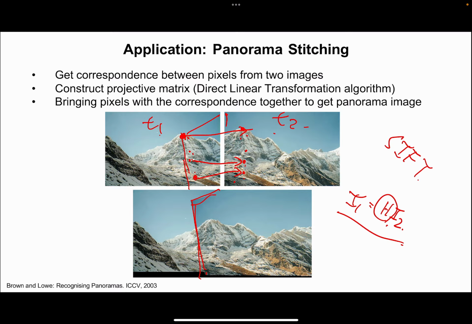But this is the basic principle of image stitching or panorama stitching. Find correspondence with an off-the-shelf algorithm, and based on the correspondence we calculate the homography projective matrix, and then we transform images from different time steps to the target time step by applying the optimized homography matrix.